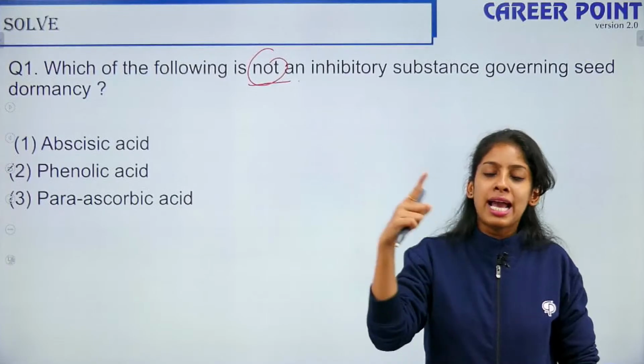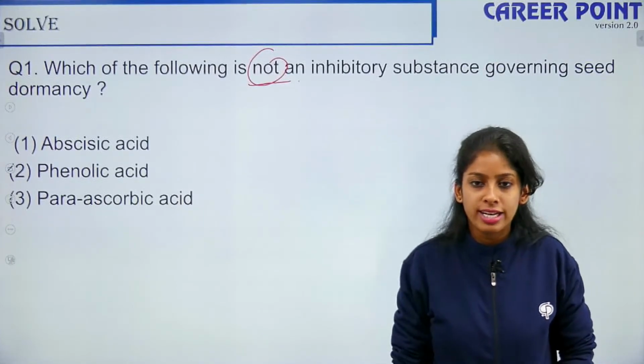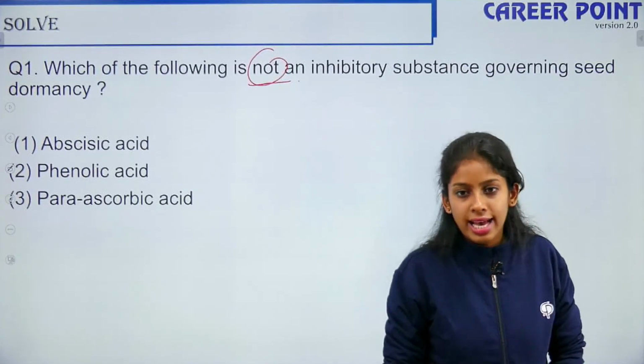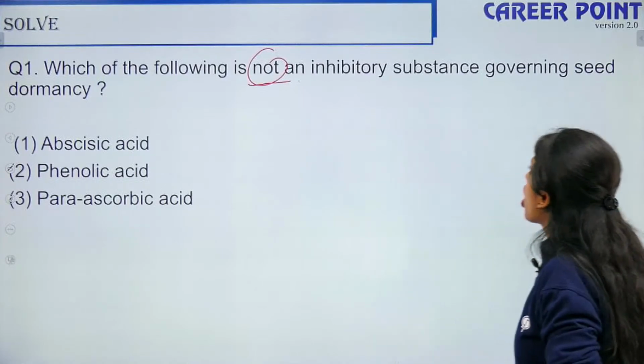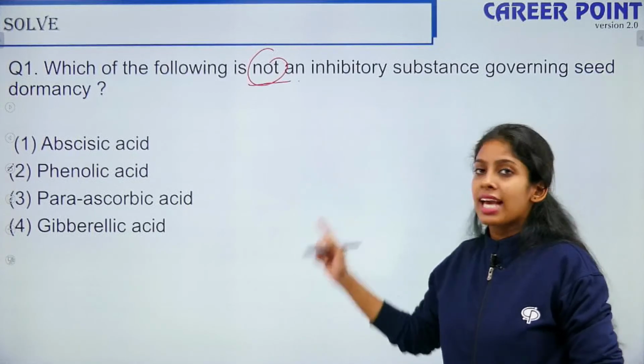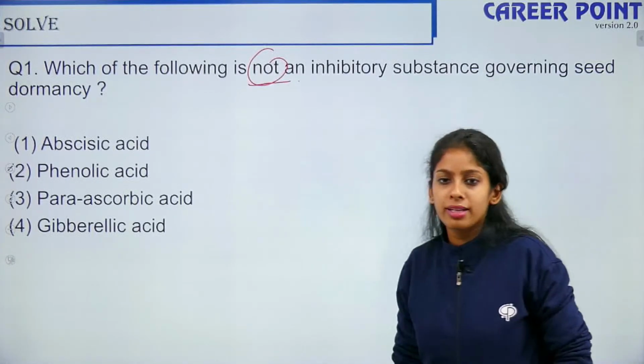This insulin and glucagon does not come in excretion. It comes in your chemical coordination and integration, the last chapter which talks about hormones. Okay, Vishal? Yes. Which of the following is not an inhibitory substance governing seed dormancy? Abscisic acid, phenolic acid, para-ascorbic acid, glycerolic acid.